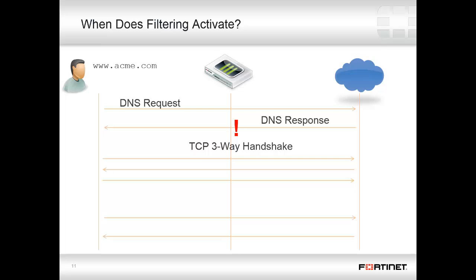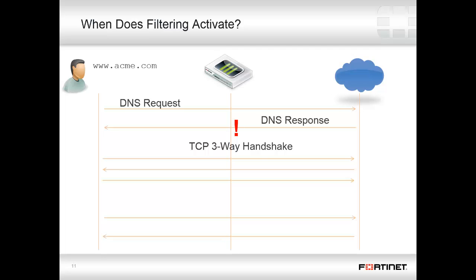After this, the HTTP GET request is made. With flow-based or proxy-based, nothing will happen on the FortiGate device until the HTTP 200 response is received. The reason is exactly the same. There is no point in spending resources to block a website that does not exist.